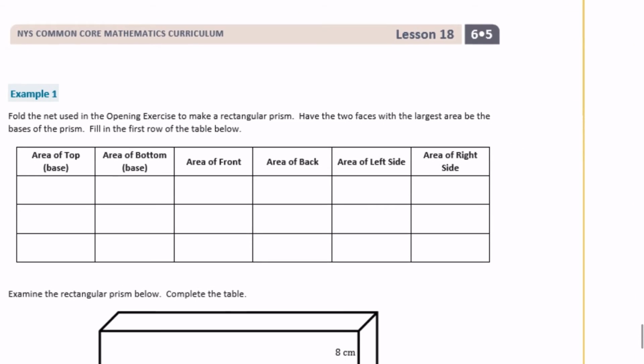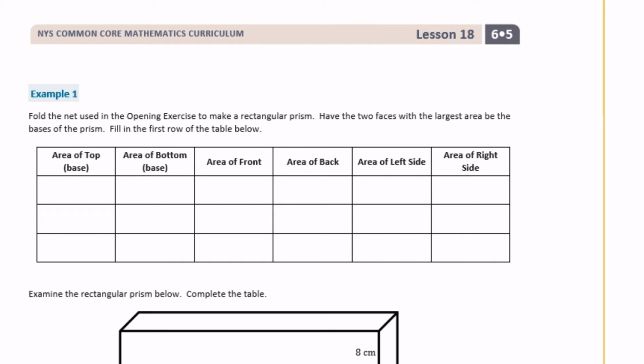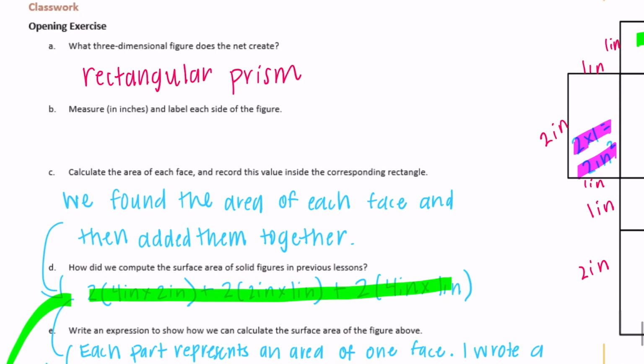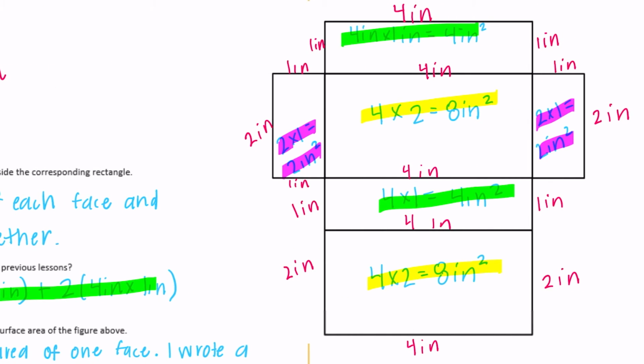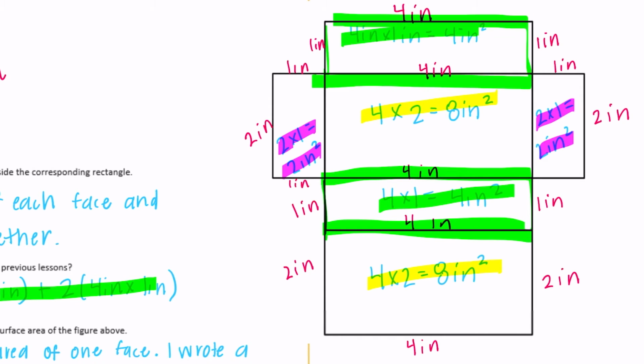So the area of the top was 8 inches squared. So then the area of the bottom, there's 2 bases, is also 8 inches squared. So if we had it folded like that, then the area of the front would be the green ones. So if we folded it, the yellow is the base, and then these would be what we would see on the front, and then what we would see on the back. And then these would be the sides.